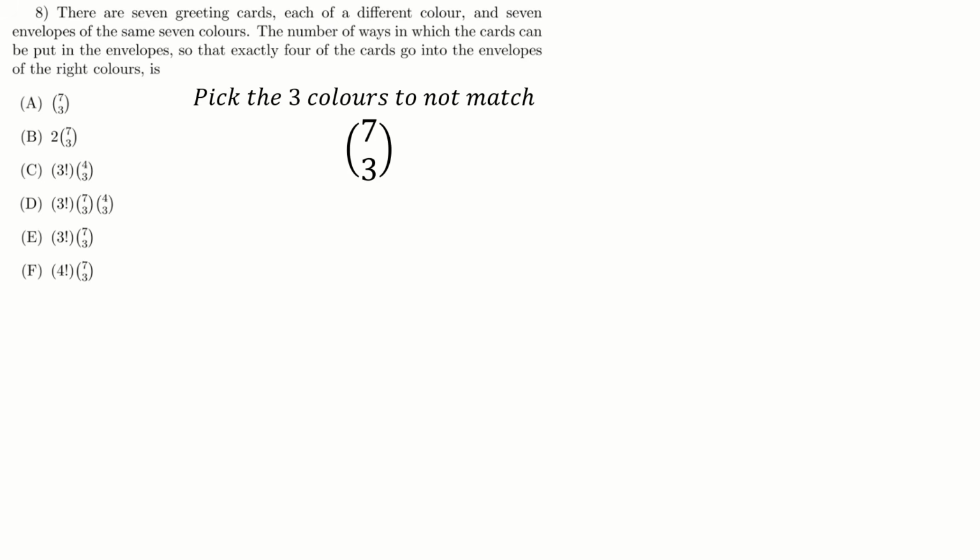Let's say red, blue and yellow. They're the ones that aren't going to match. The greens and the blacks, they're in the right place. I haven't got any choices of where to put them. They're just going in their right places. I've now done 7, choose 3, just to choose the 3 colours that aren't going to match. Now, how many ways are there to make those red, yellow and blue, or whatever I said the first time, actually not match?